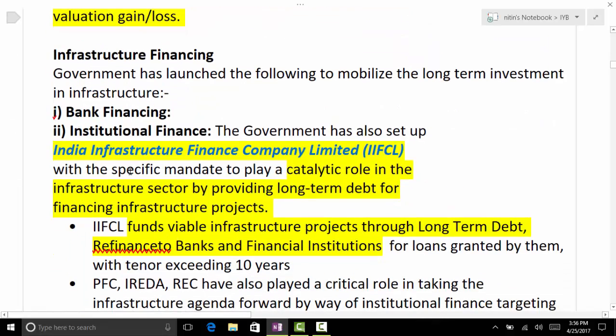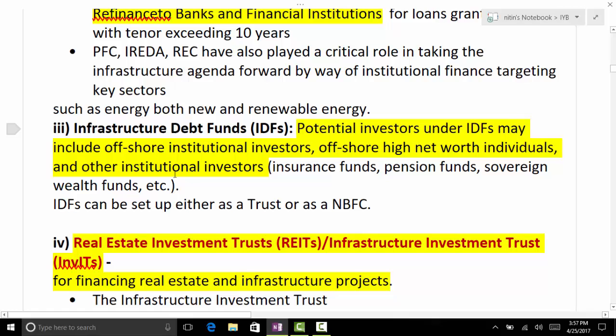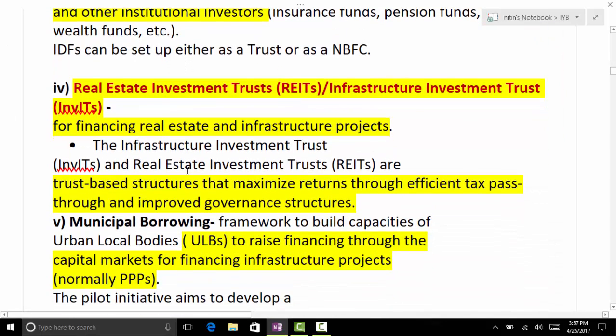Then infrastructure financing. Here we discuss the different mechanisms for financing infrastructure. One is bank finance, second is institutional finance. For that we have IIFCL, India Infrastructure Finance Company Limited. Then we have infrastructure debt funds, where offshore institutional investors could invest. Then we have REITs and InvITs: real estate investment trust and infrastructure investment trust. These are for financing real estate and infrastructure projects.